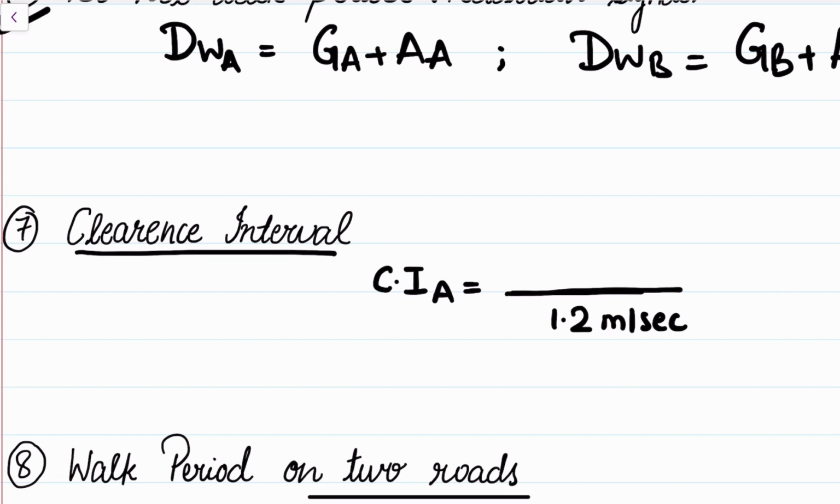The clearance interval is nothing but time. Time is equal to distance upon speed. The distance that they have to cover is the width of the road at A. Likewise, the clearance interval for road B will be equal to the width of road B divided by 1.2.